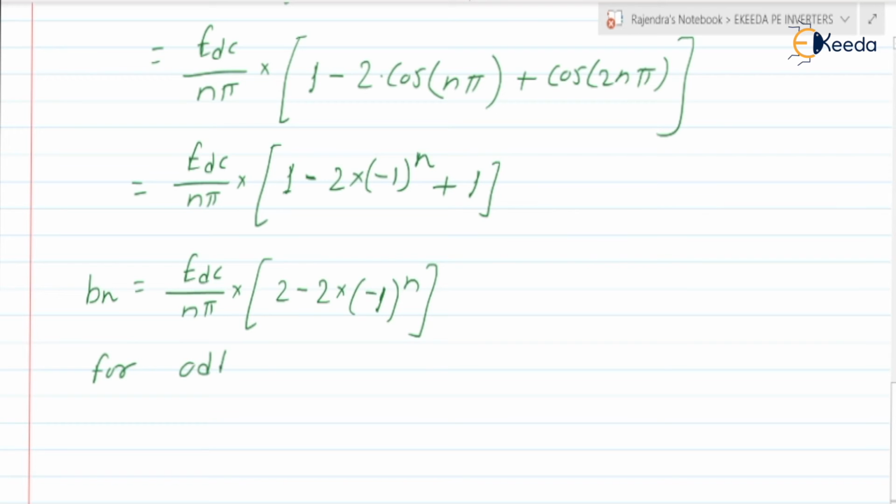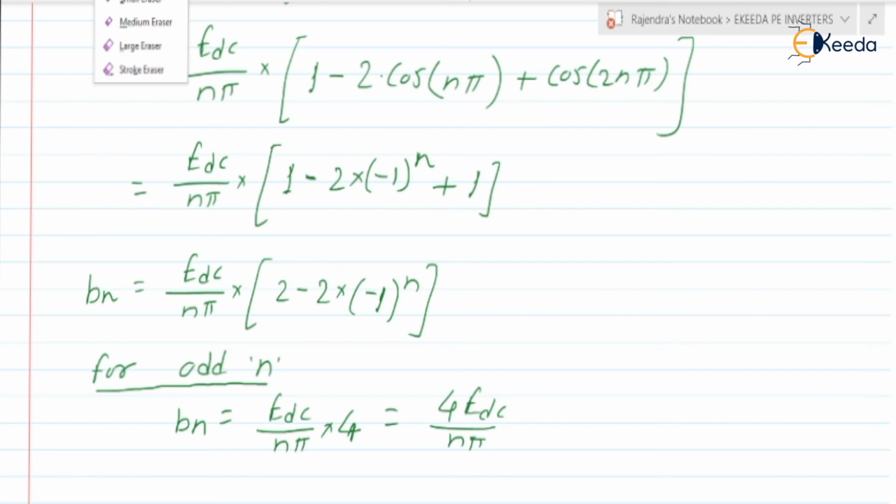So for odd values of n, bn is equal to Edc by n pi into 4, because it will be minus 2 into minus 1. So 2 plus 2 is 4. So it is equal to 4 Edc divided by n pi. This is for odd values of n.